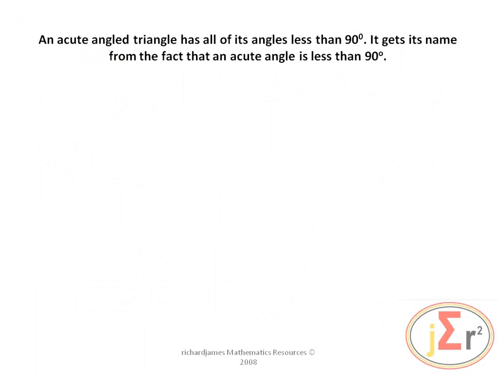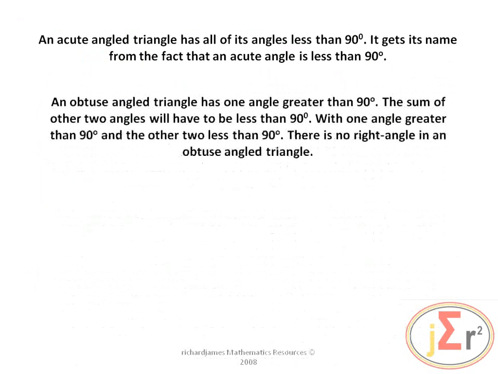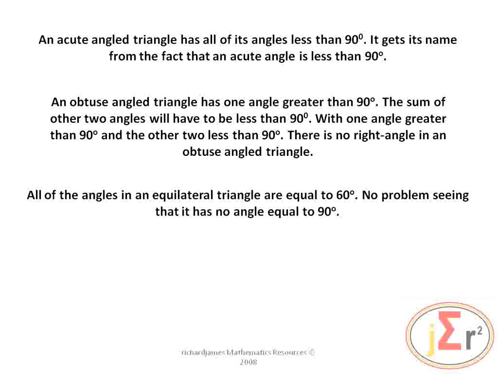An acute angle triangle has all of its angles less than 90 degrees. It gets its name from the fact that an acute angle is less than 90 degrees. An obtuse angle triangle has one angle greater than 90 degrees. The sum of the other two angles will have to be less than 90 degrees. With one angle greater than 90 degrees and the other two less than 90 degrees each, there is no right angle in an obtuse angle triangle. All of the angles in an equilateral triangle are equal to 60 degrees. No problem, seeing that it has no angle equal to 90 degrees.